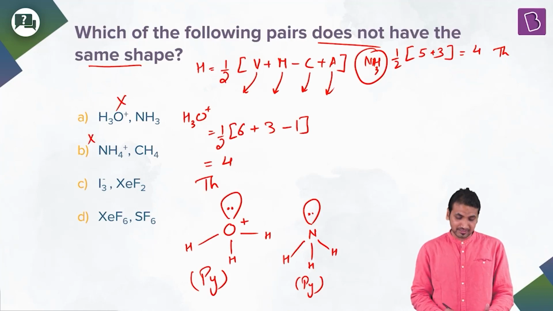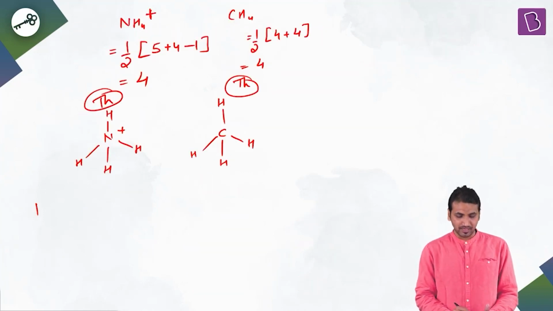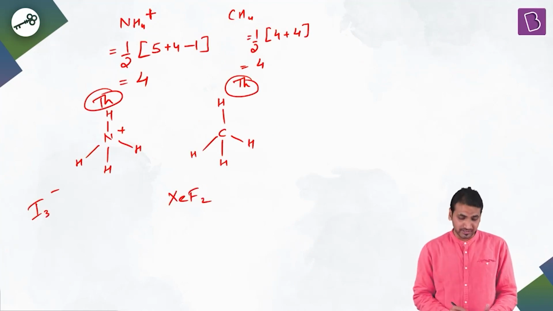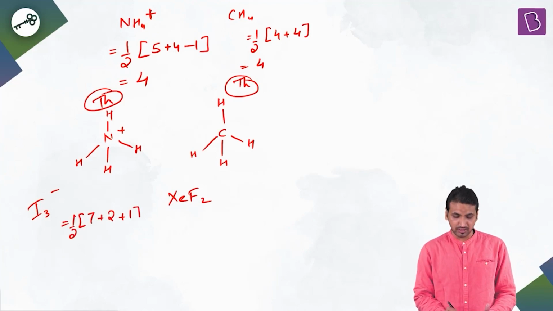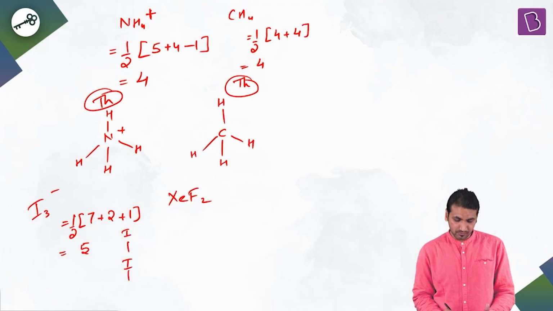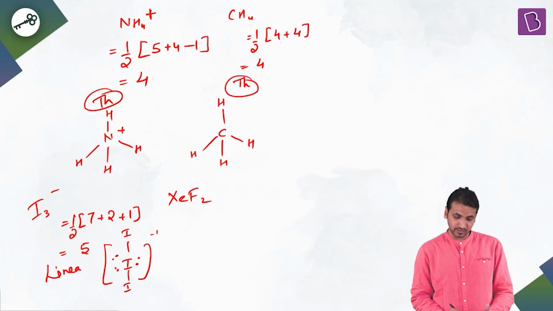You have I3- and XeF2. Let's go for I3-: 1/2, valence electrons for iodine is 7, 2 monovalent iodines, plus the 1 from the negative charge. 7 plus 2 is 9, plus 1 is 10, divided by 2 is 5. 5 is trigonal bipyramidal, and you have iodine and iodine with 3 lone pairs, 1, 2, 3, 4, 5, 6, with a minus sign. So this is linear basically.